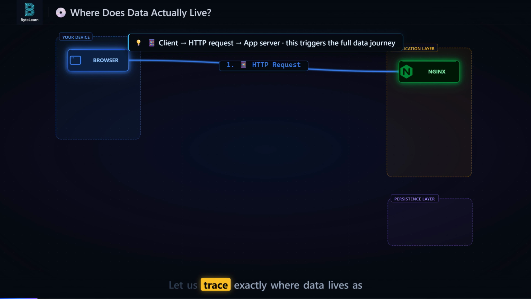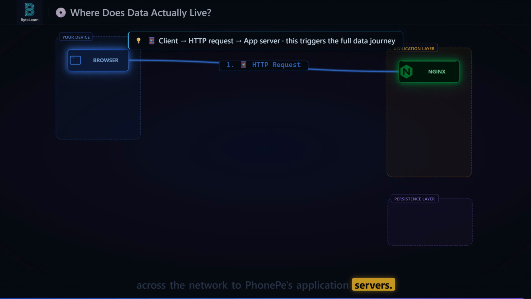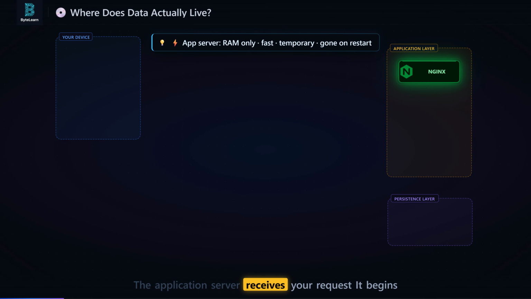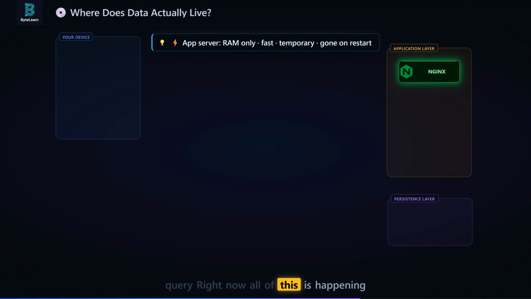Let us trace exactly where data lives as it moves through the stack. You open PhonePe and check your transaction history. Your app, the client, makes an HTTP request. The request travels across the network to PhonePe's application servers. The application server receives your request. It begins processing, validating your auth token, building the database query. Right now, all of this is happening in RAM, the server's working memory, blindingly fast.